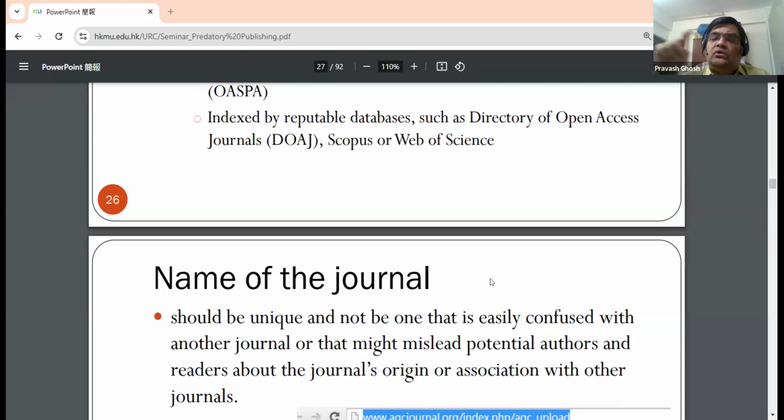I will show you today a list of clone journals also, with names very close to the originals. They will give a similar name. So, predatory and clone: what is the difference? Let us understand.